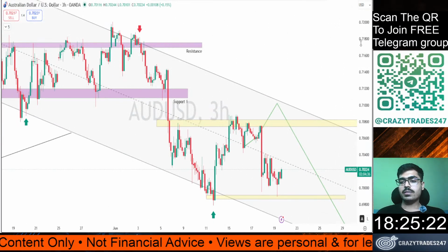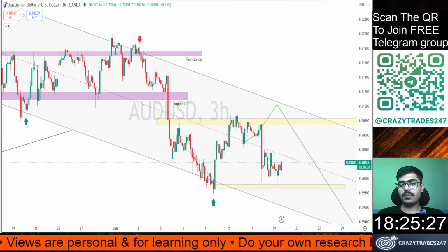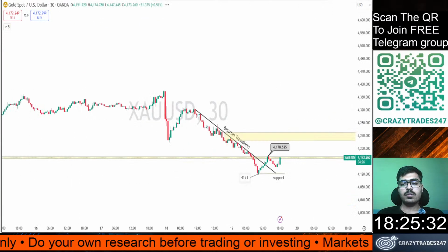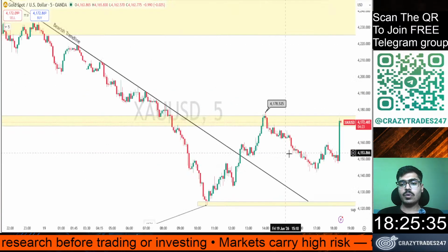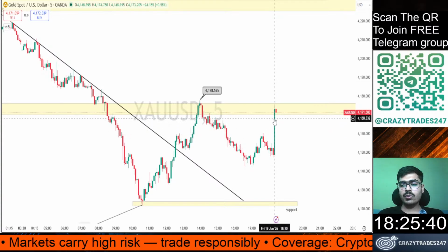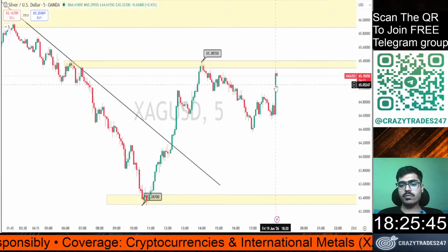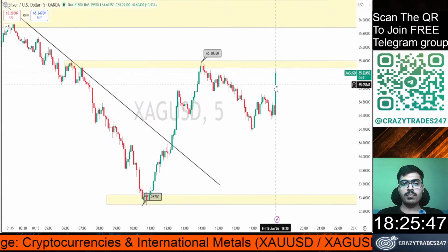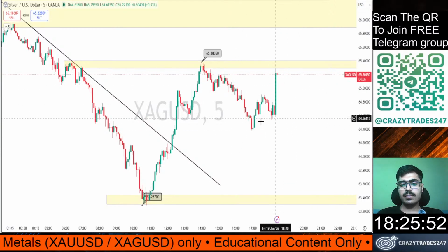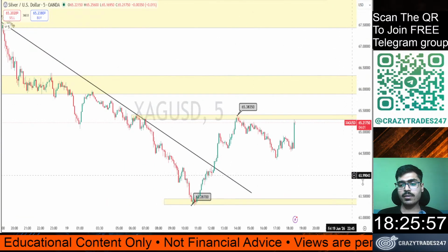This is the support and resistance level here. First of all, let's check out the gold and silver chart. This is the 5-minute move on gold. This was a huge move, and on silver also we saw almost 1% gain in a 5-minute candle. This is new for today because this has not happened today yet.